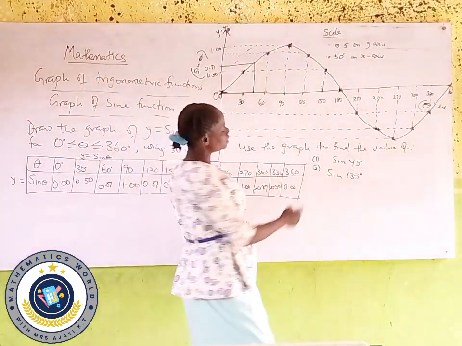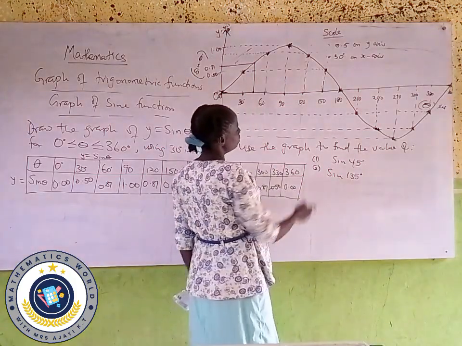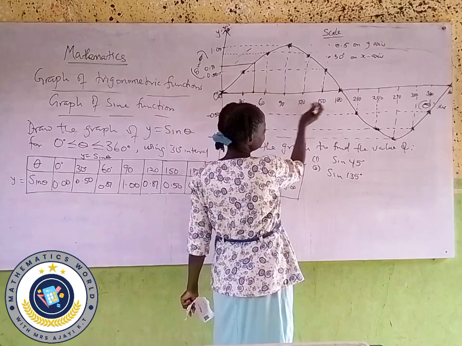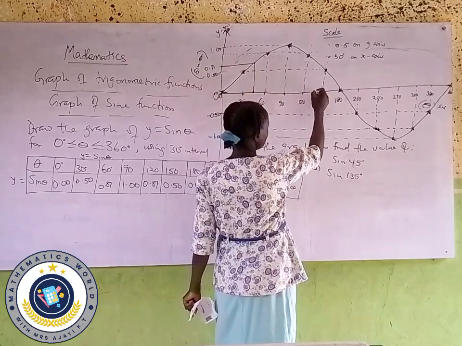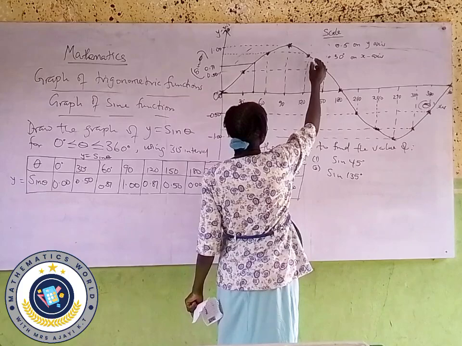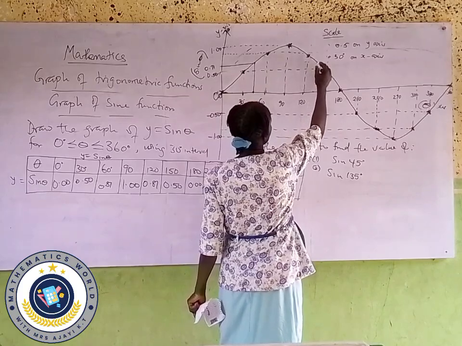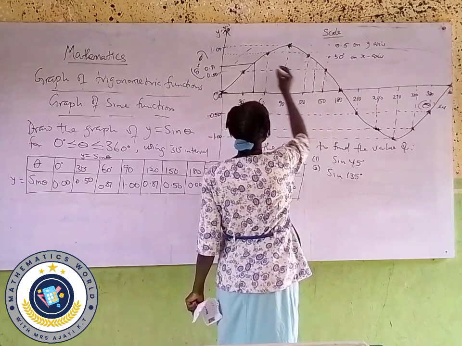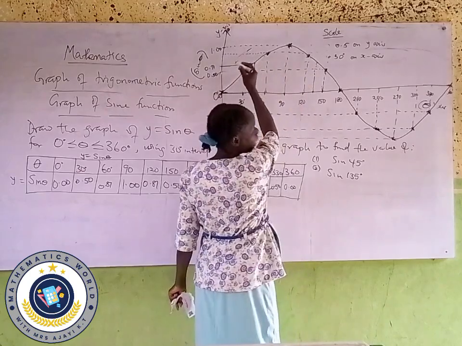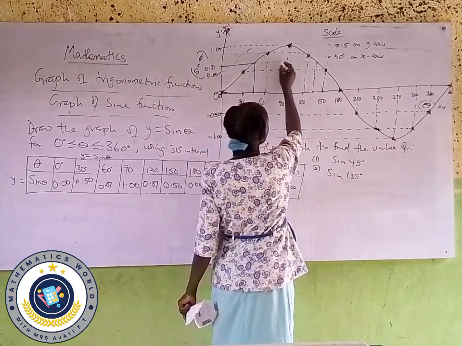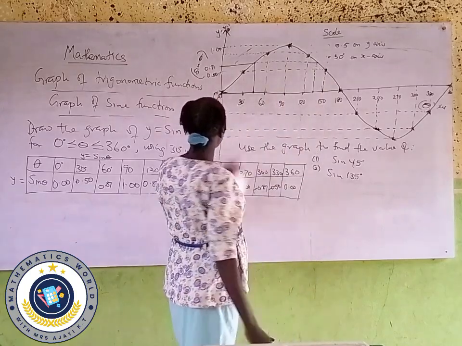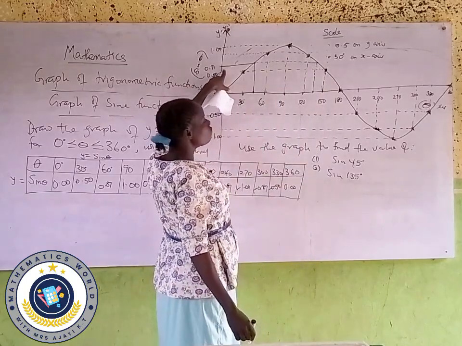Now, out of 135 degrees, where is 135? 135 falls between 120 and 150. If you trace it now, so join the graph here, you will discover that when you trace it to the y axis, you're going to get something like this. It falls directly on 0.71.